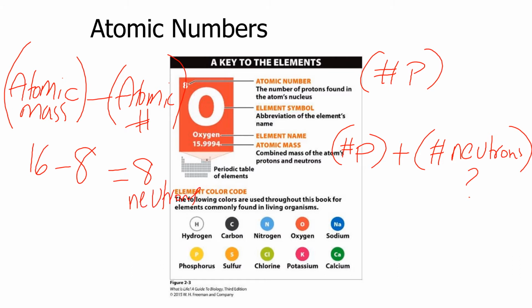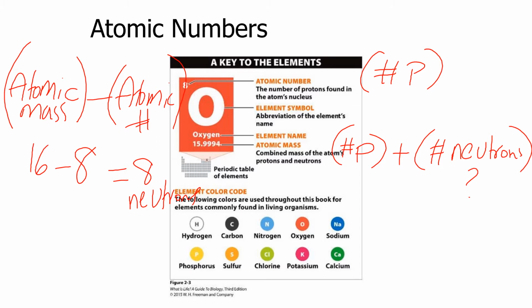Now, in this example, oxygen has 8 protons, 8 electrons, and 8 neutrons. The number of neutrons doesn't have to be equal to the number of protons. In this example, yes, they are equal, but that's not going to be true for all of the other elements that we have. So one more time, atomic number is just the number of protons, and we know that it's equal to the number of electrons.